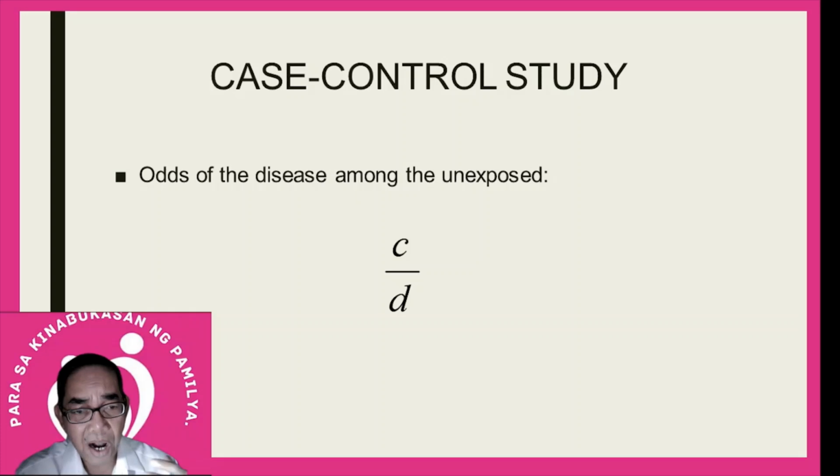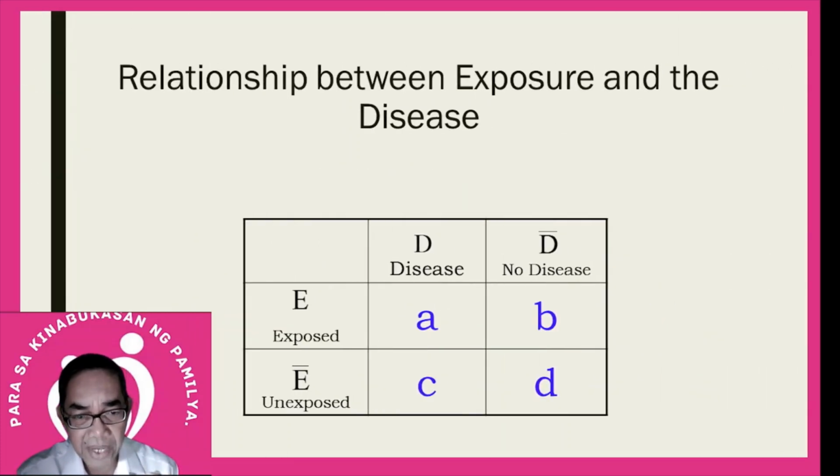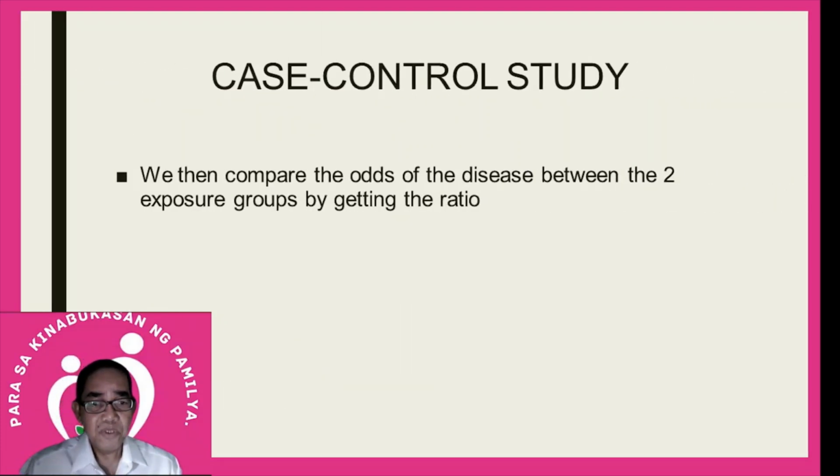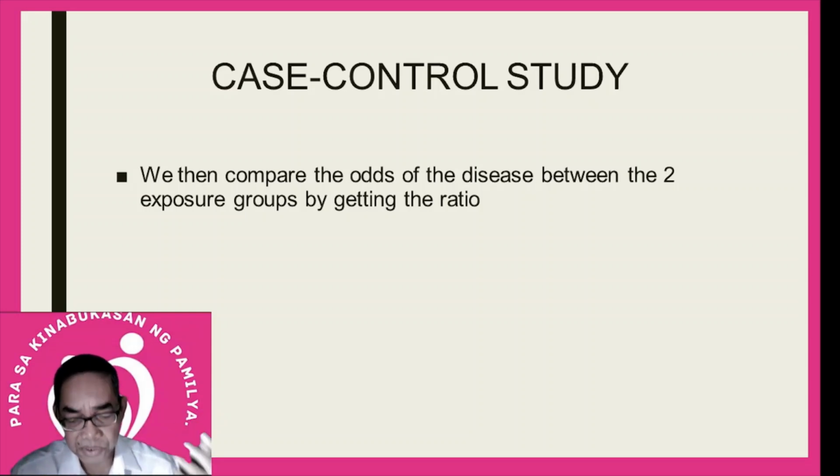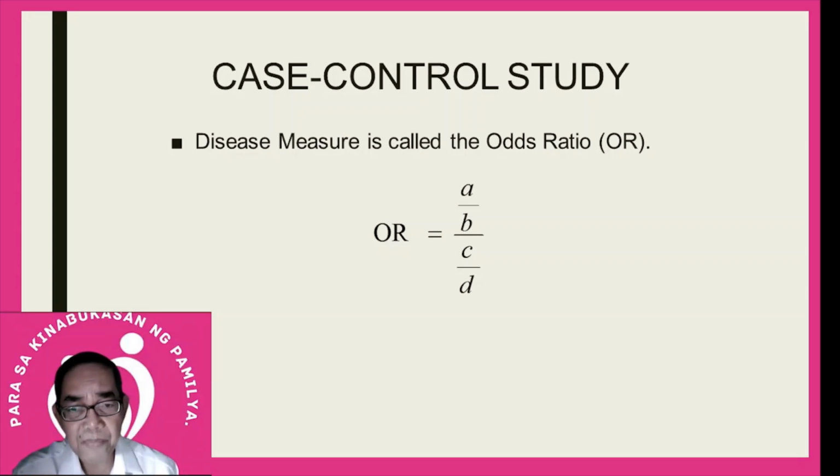And this is also the odds of the disease among the unexposed. So C are people who have the disease, and D are people who don't have the disease among the unexposed. So again, in the 2x2 table, people with the disease, people who don't have the disease among the unexposed. And then we compare the odds of the disease between the two exposure groups by getting the ratio. Again, the two exposure groups are people who are exposed and people who are not exposed. We talk of odds of the disease.